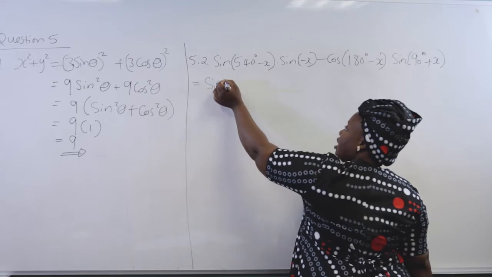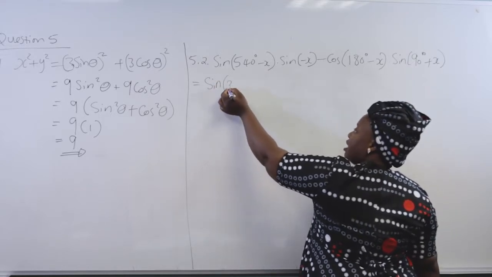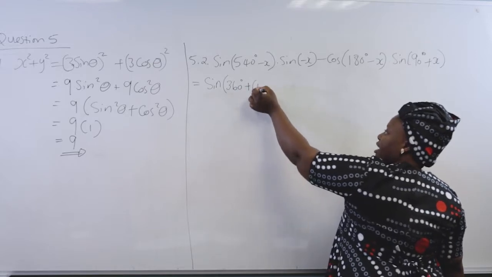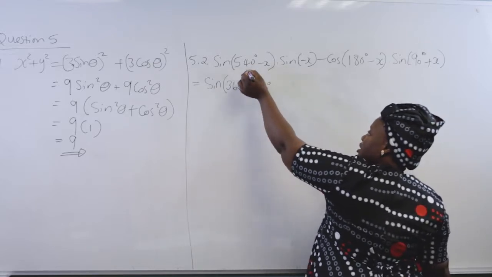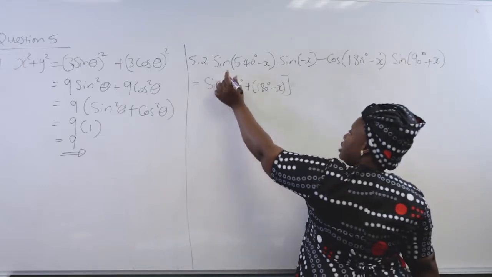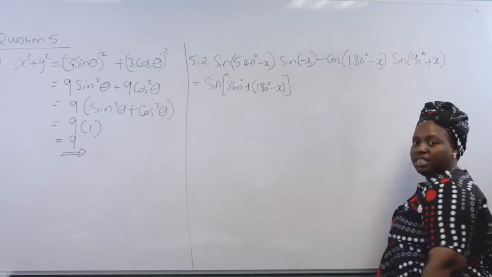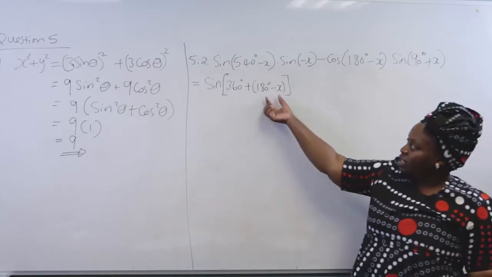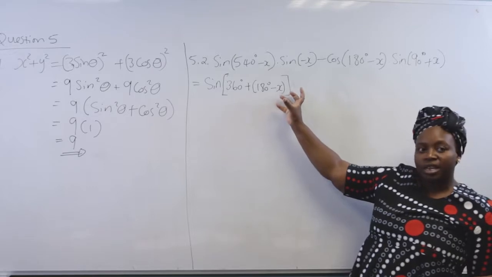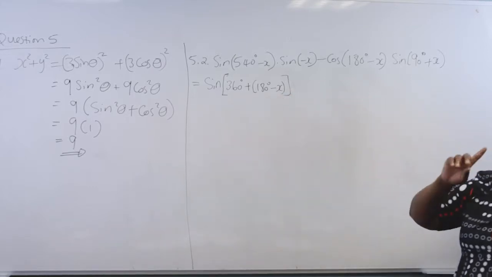So we have sine of 360 degrees plus 180, which gives us 540 minus x. So we didn't change anything. Actually, we are using this different bracket, so you can see that there's nothing that has changed. Now, your angle is 180 minus x in this case, so it's 360 plus. Do you understand? It is in the first quadrant.